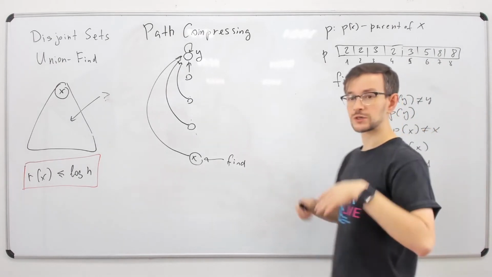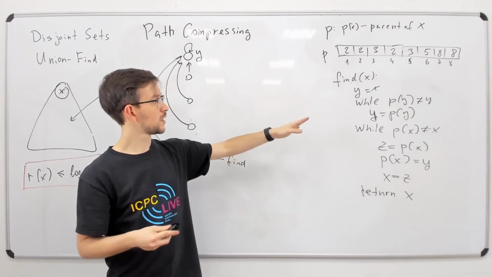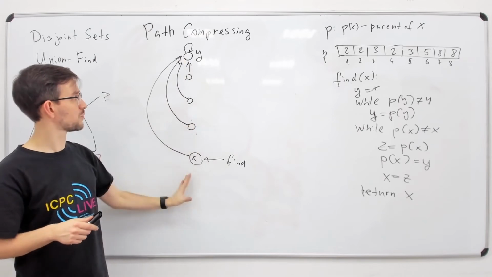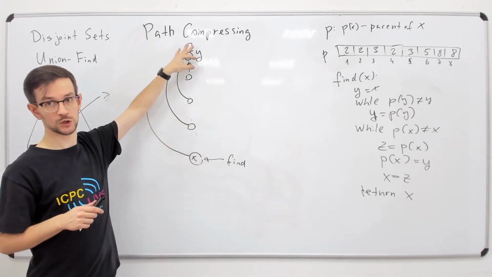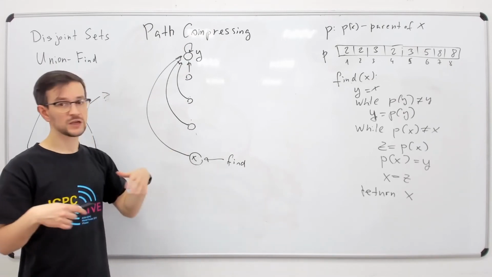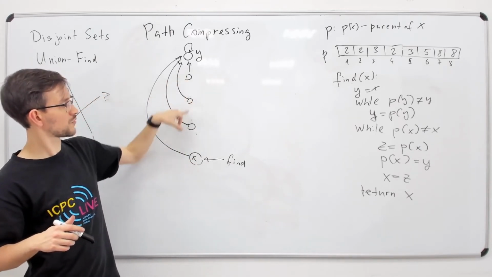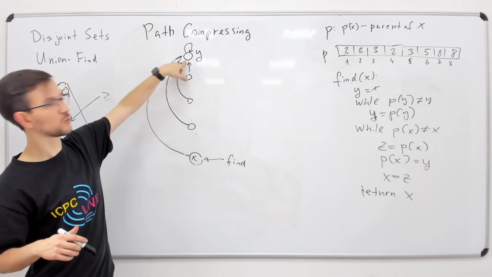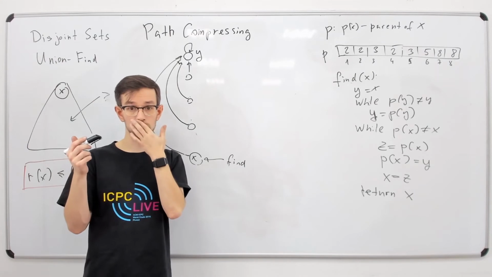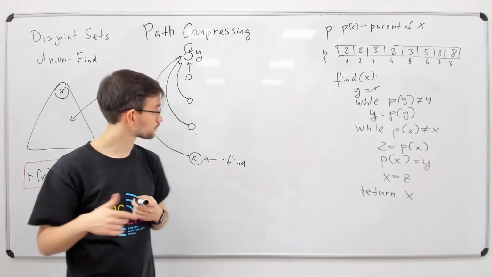So what is the idea? Again, what is the idea? Every time you call the find, you not only find the root node, but you also change all the pointers on this path to the root node. So next calls of the find will work in constant time. So after this operation, if you again call the find from any of these nodes, you will go directly to this root node. So each next call will cost you constant time. That's the idea.